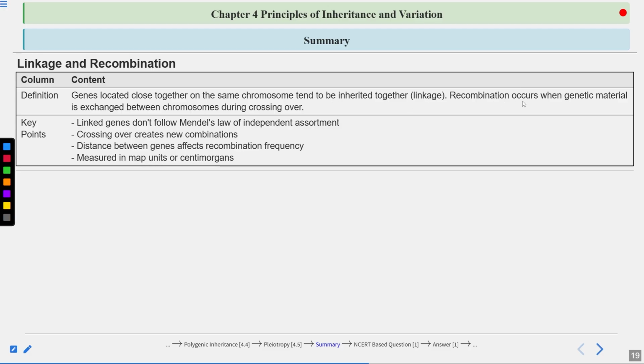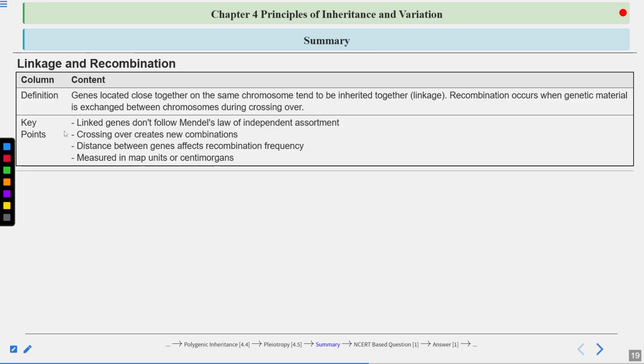And we also talked about recombination. Recombination occurs when genetic material is exchanged between chromosomes during crossing over, which occurs during meiosis. The recombination leads to exchange of genetic material.